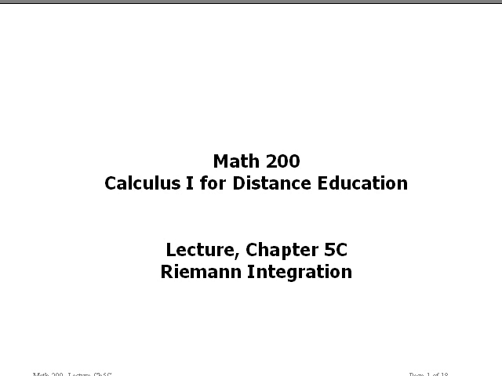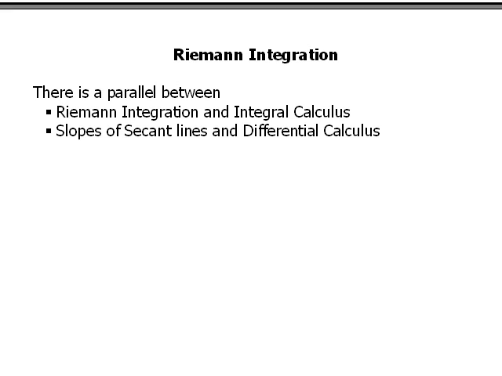This is Lecture 5C for Calculus 1 on Riemann integration. There is a parallel between Riemann integration and integral calculus, and this is parallel to the slopes of secant lines and differential calculus.